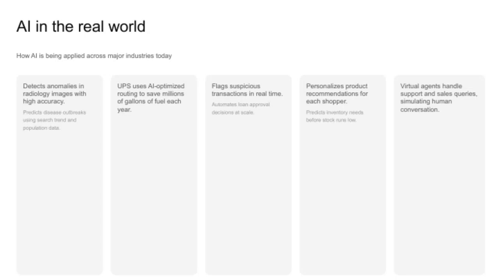Now, let's look at some of the real-world applications of AI across various industries. Virtual agents, for example, are increasingly handling support and sales queries, and they do this by simulating human conversation, making interactions more seamless for customers. They can also personalize product recommendations for each shopper, enhancing the shopping experience and boosting sales.